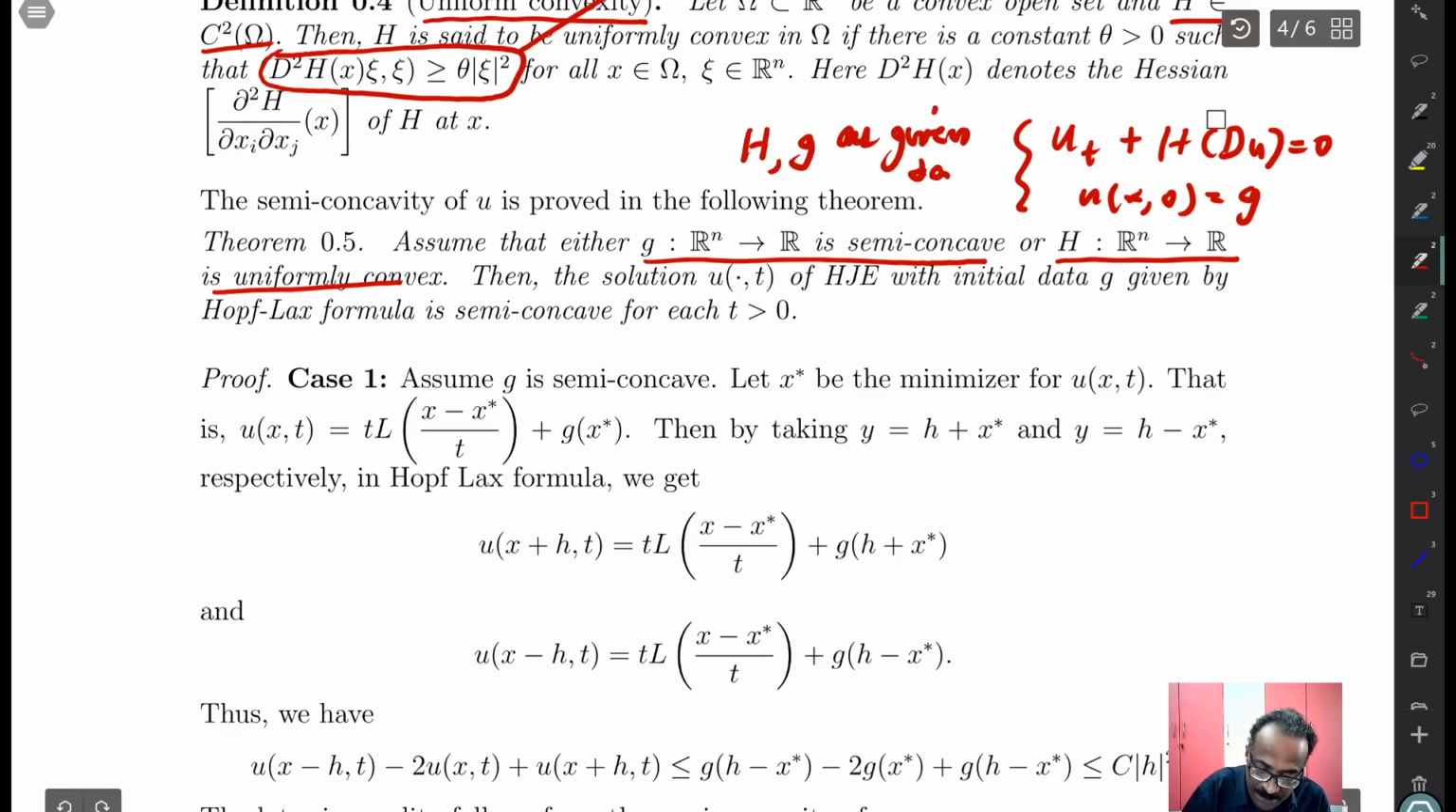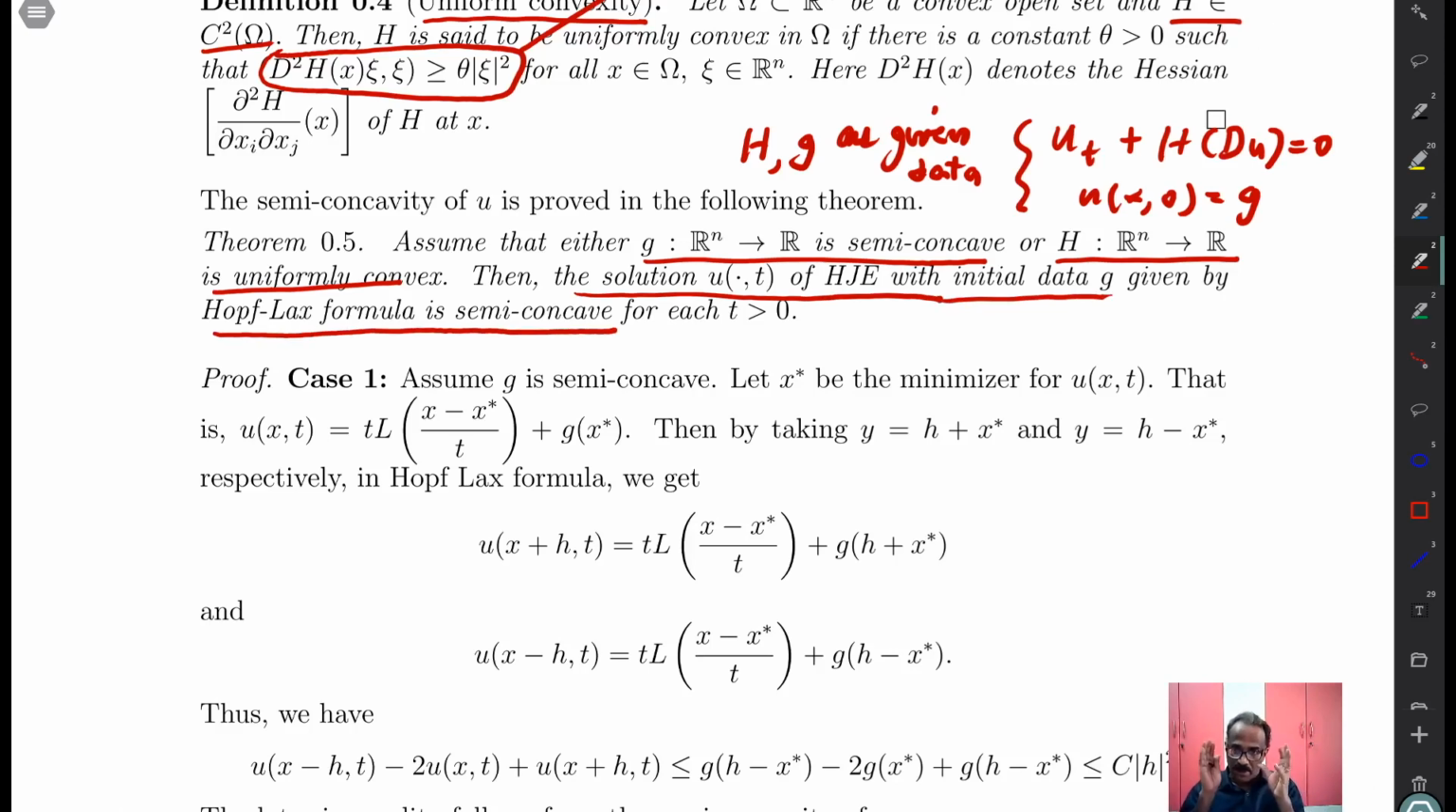So you are making assumptions on the given data. Either this initial condition is semiconcave or the function involved is uniformly convex. Then the solution u of the Hamilton-Jacobi equation, with initial data g, given by the Hopf-Lax formula, is concave. So you see now you have your Hamilton-Jacobi equation given.